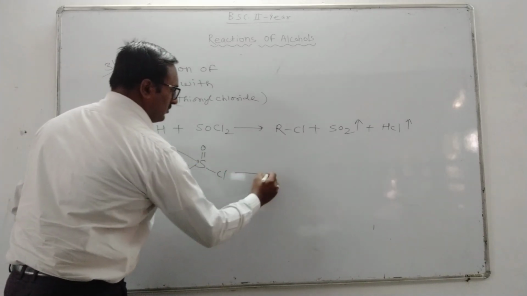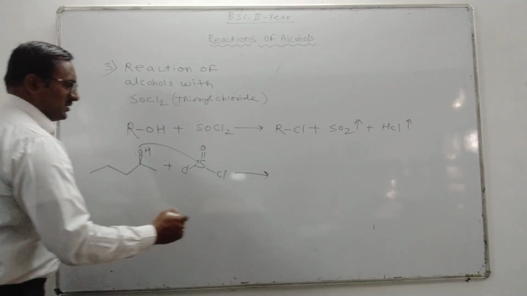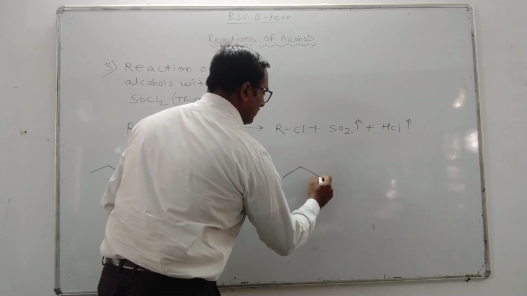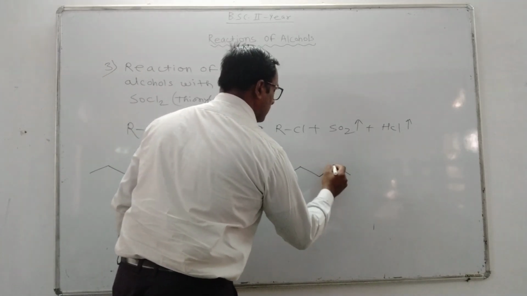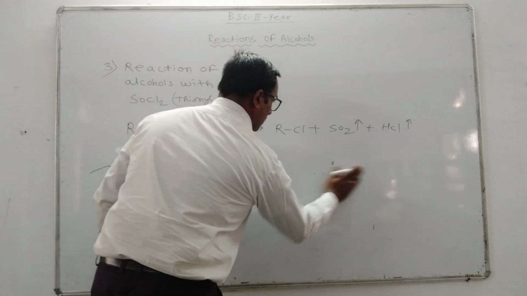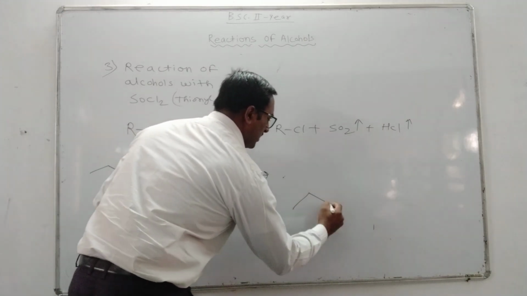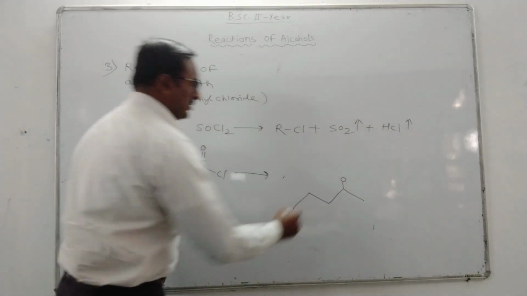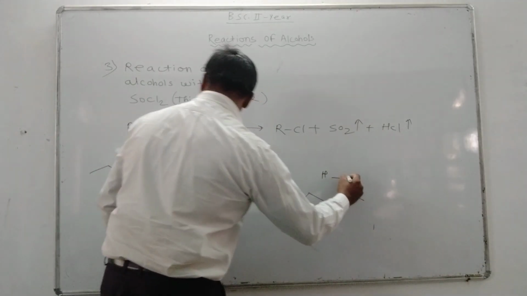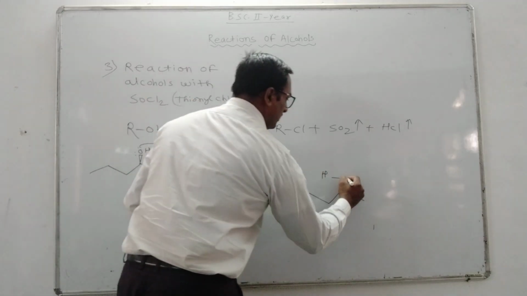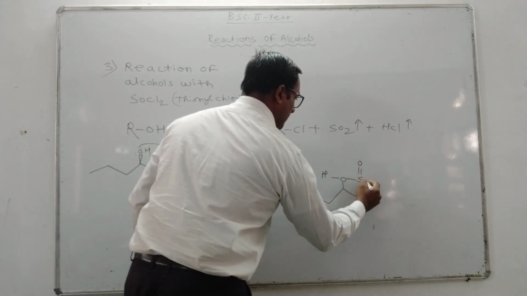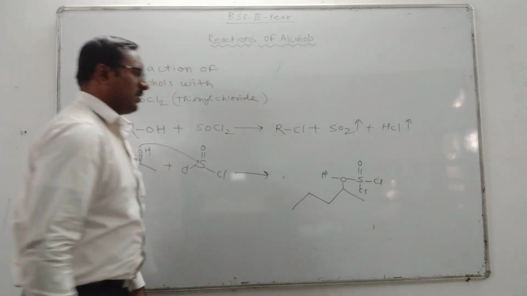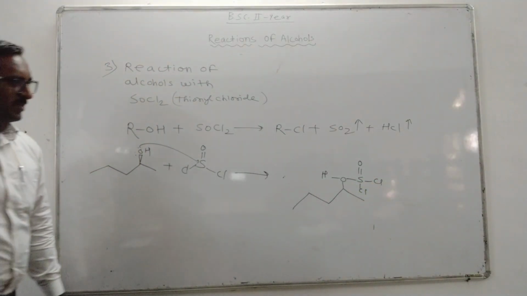Now what happened? Lone pair of electrons present on the oxygen attack on the sulfur. Okay, there is formation of an intermediate like this. CH3CH2, then oxygen atom, then hydrogen, then it is bonded to sulfur, double bond oxygen, then two chlorine atoms. Okay, like this.